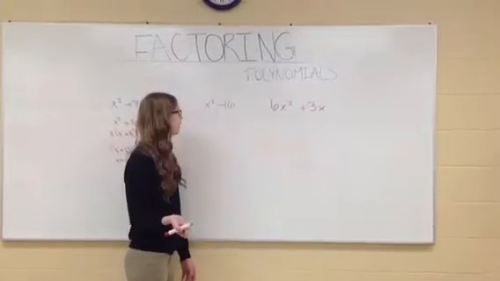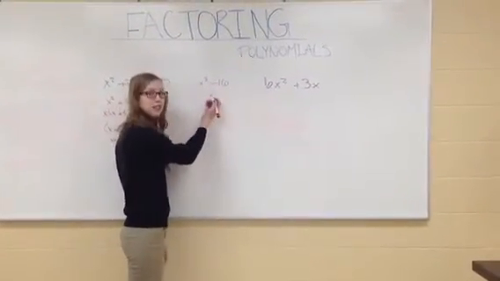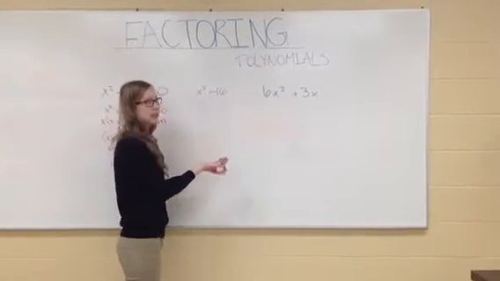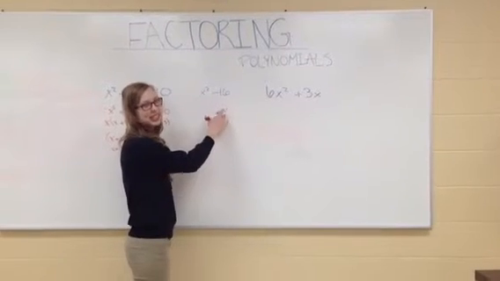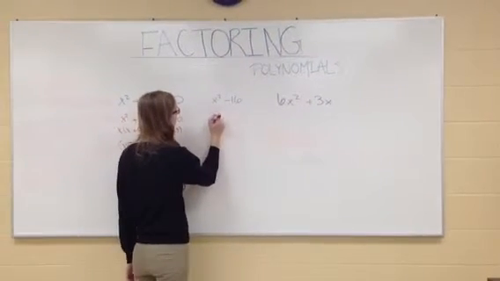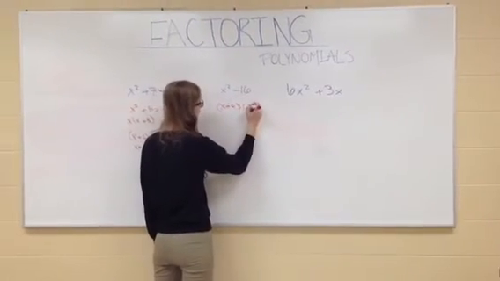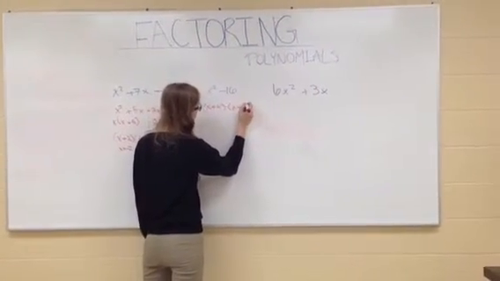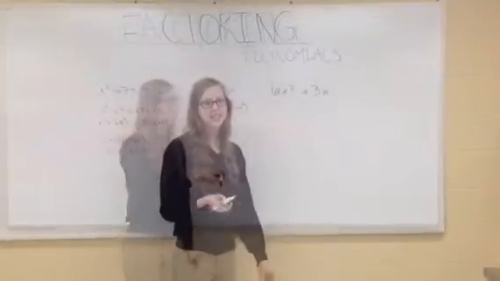Next is factoring a perfect square, where we have to find numbers that add to our middle term, which would just be 0, and multiply to our last term, which is negative 16. So the two numbers that add to 0 and multiply to negative 16 would be positive 4 and negative 4. So we have x plus 4 and x minus 4.